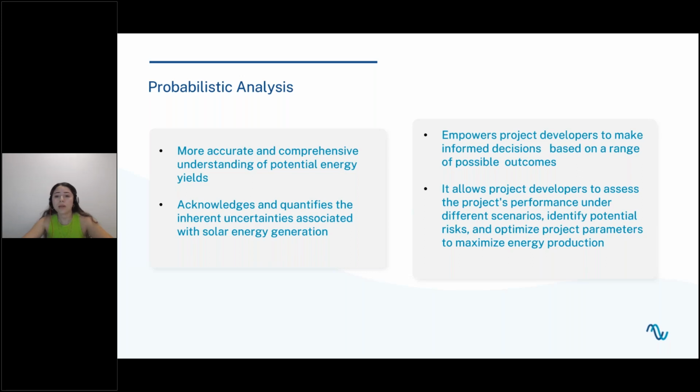It also allows developers to align their expectations with the uncertainties of solar energy generation and ensure their projects are financially viable, technically feasible, and capable of delivering the expected returns. So, the ability to make a well-informed decision.